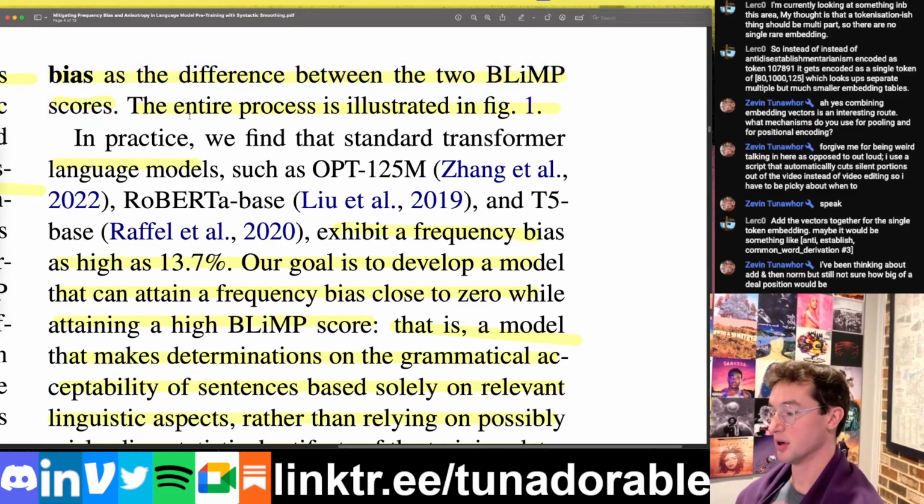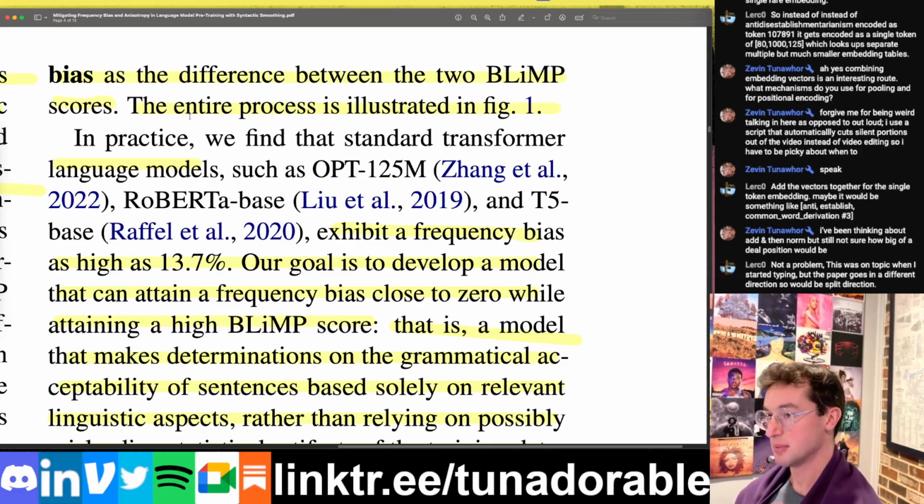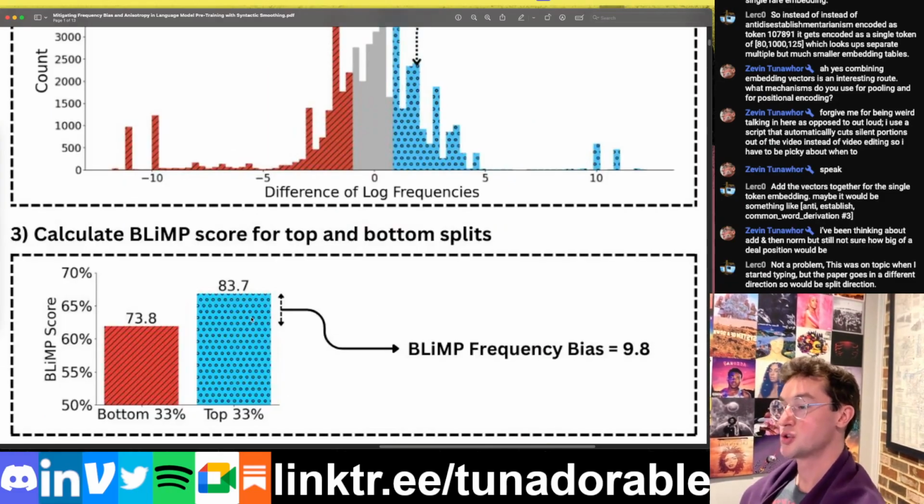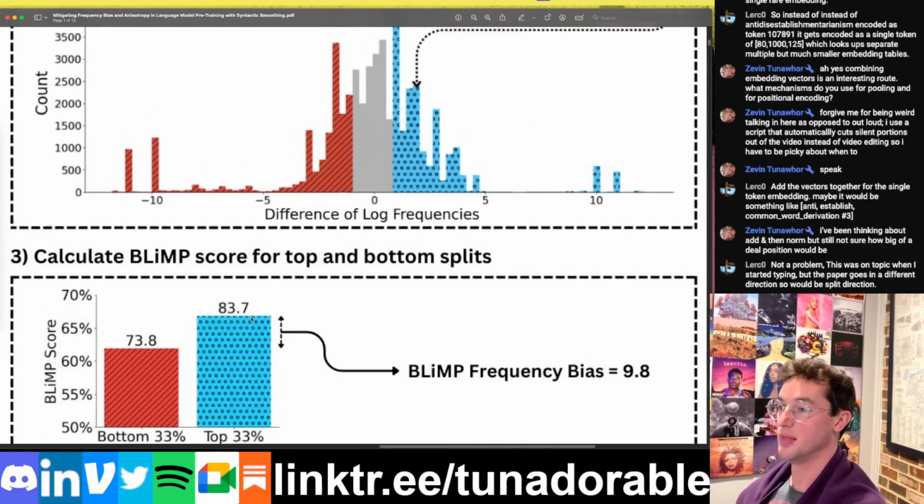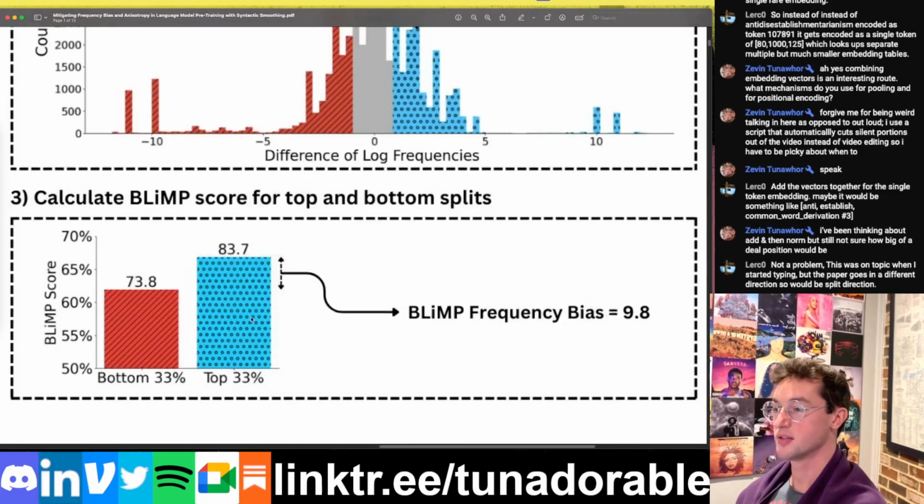So on the top third, it'll get a certain BLiMP score. On the bottom third, it'll get a different BLiMP score. And we say it has a frequency bias according to the difference in those scores. And you see here, you would assume the model would do better on that higher frequency difference, right?